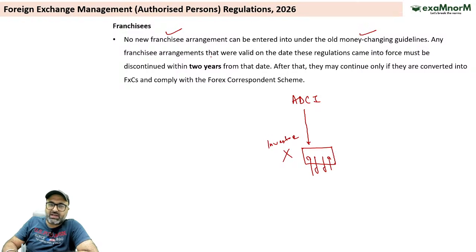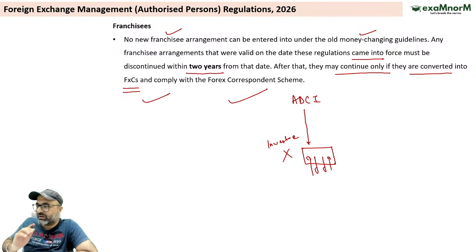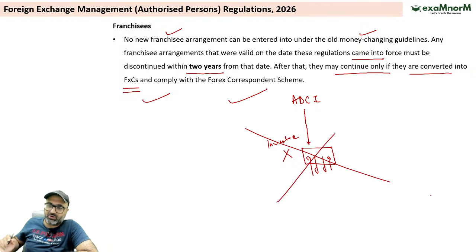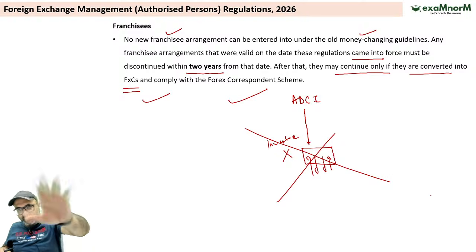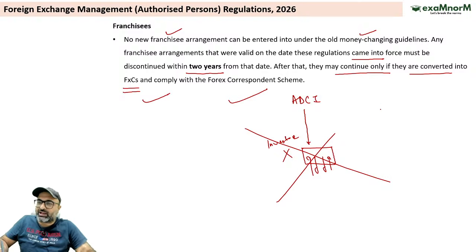Any franchise arrangement that were valid on the date these regulations came into force must be discontinued within 2 years, and after that they may continue only if they are converted into foreign exchange correspondents. Is it clear? कि भैया जो फ्रेंचाइज़ मॉडल है, आरबीआई ने कहा इसे बंद कर दो, अब इसका कोई मतलब नहीं है, 2 साल का टाइम दे दिया कि 2 साल के अंदर बंद कर दो और इन्हें कन्वर्ट कर लो. किसमें? सर, convert them into foreign exchange correspondent. ठीक है जी.